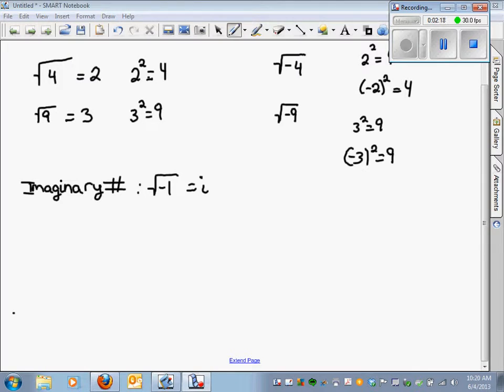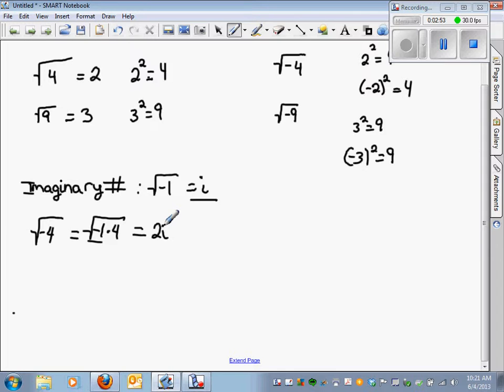Now that we know the square root of negative 1 is this imaginary number, i, we can take the square root of negative 4. We know that negative 4 is the same thing as negative 1 times 4. Well, you know that the square root of 4 is 2, and we now know that the square root of negative 1 is i. So since the square root of 4 is 2 and the square root of negative 1 is i, the square root of negative 4 would have to be 2i.